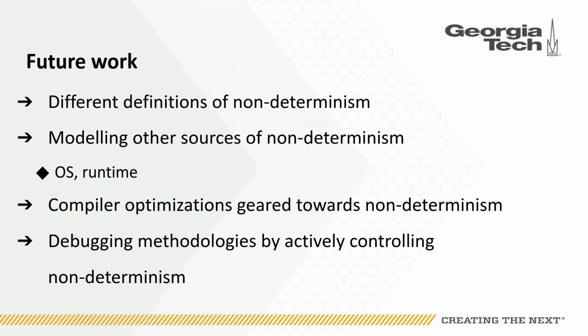In future, we would like to look at other definitions of non-determinism. In this work, we only looked at different commit permutations to define non-determinism. We would like to model other sources of non-determinism such as OS, runtimes, etc. We would also like to devise compiler optimizations that are geared towards non-determinism. We would also like to explore debugging methodologies by actively controlling non-determinism.